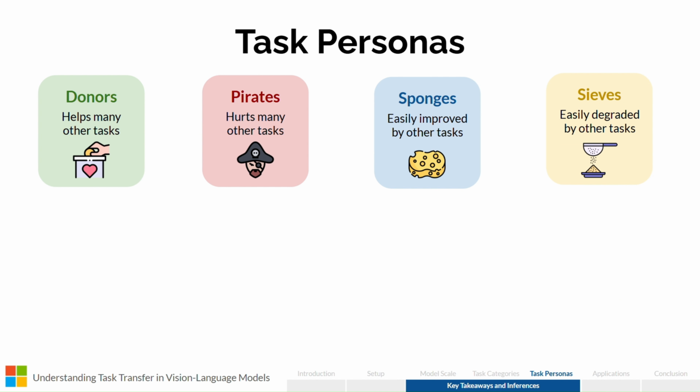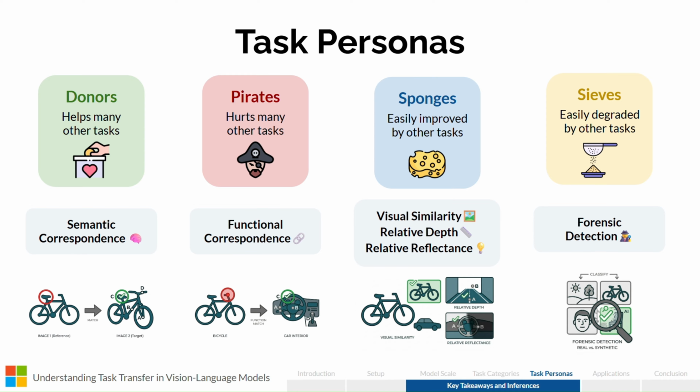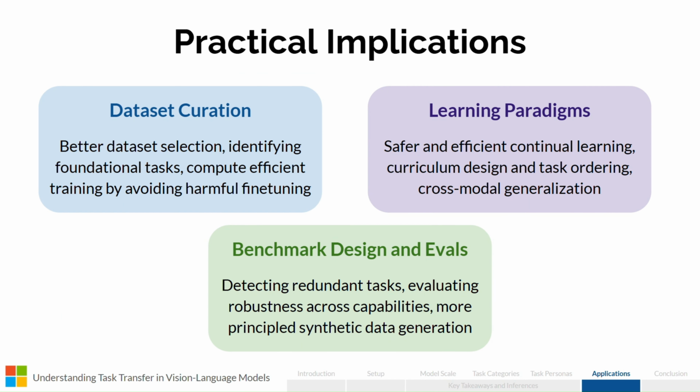We also find certain task characteristics which we call task personas. So these summarize how the tasks behave in the transfer ecosystem. For example, donor tasks, as the name suggests, help other tasks the most and have the highest positive transferability. Their counterpart, pirate tasks, deteriorate other tasks and have high negative transferability. In similar lines, sponges have high positive malleability and seas have high negative malleability, and they can help or degrade the other tasks.